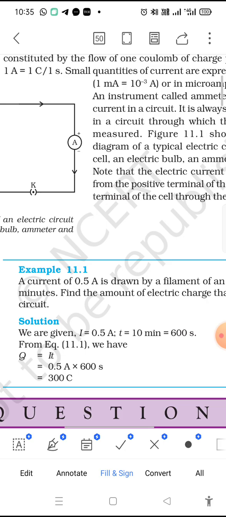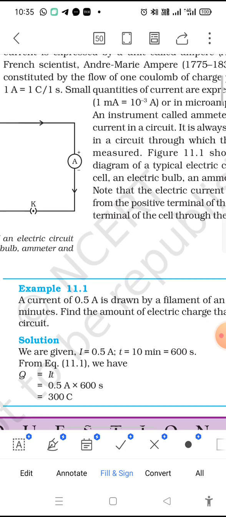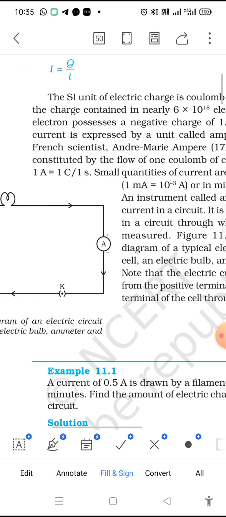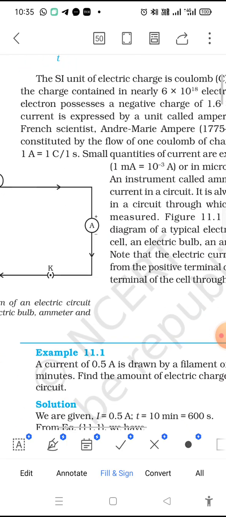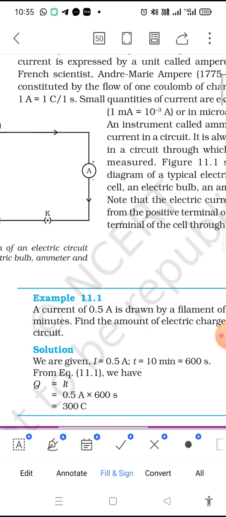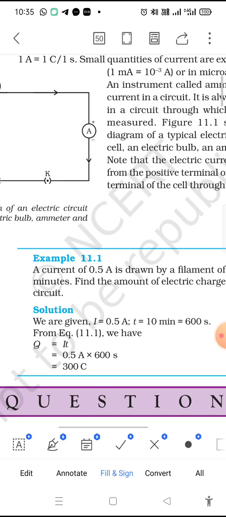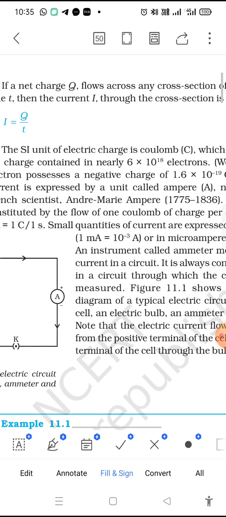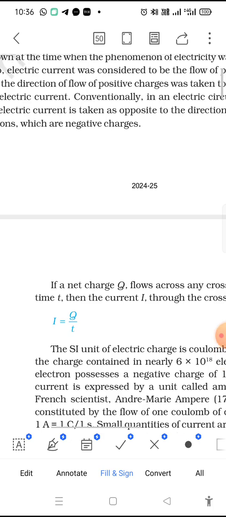And from the equation, what is the equation? 1 ampere is equal to 1 C divided by time. Therefore, the equation is Q = I t, that is, 0.5 ampere current times t, 600 seconds, equals 300 C. So that is how we calculate. It's the basics, the fundamentals of electricity.